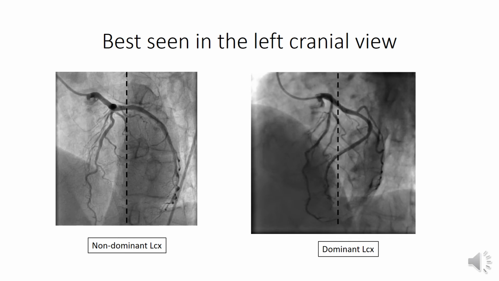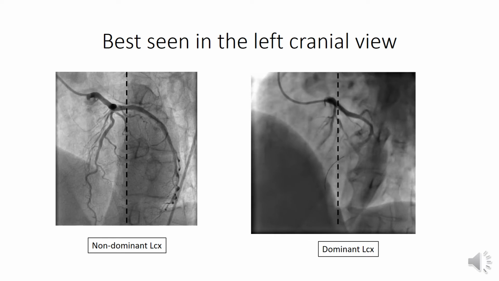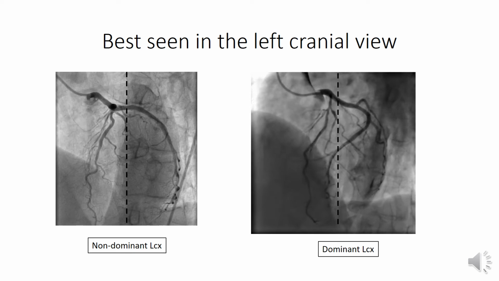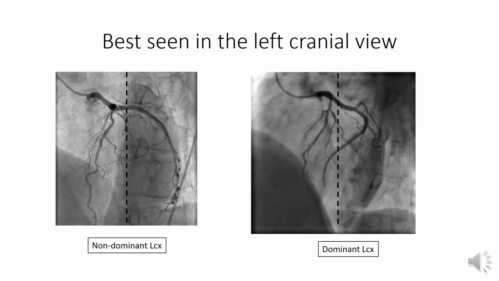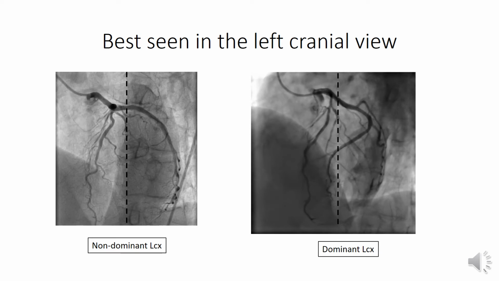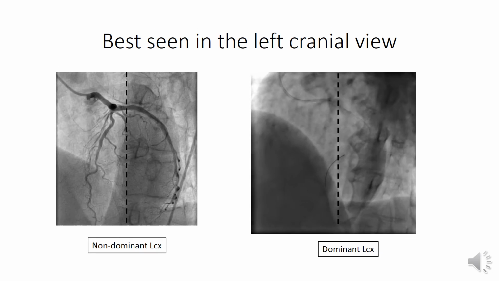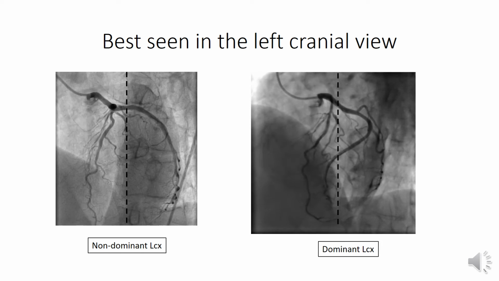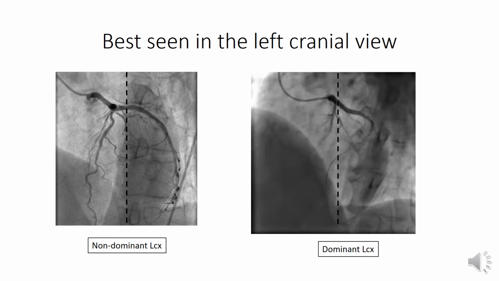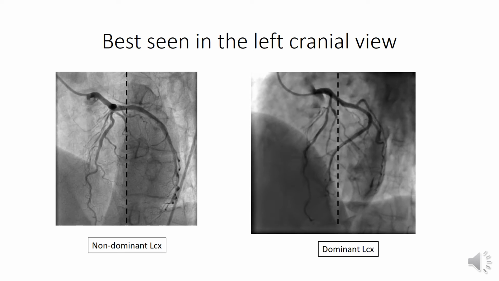The best view to appreciate which vessel is dominant is the left cranial view of the left system. In this example, this is the left main, and here is the LAD running along the picture in the interventricular septum, and here is the circumflex artery. We look if we see a branch that crosses the midline and runs on the posterior surface of the septum, in other words, the posterior descending artery. This means that the left circumflex is dominant, which is the situation in this patient.